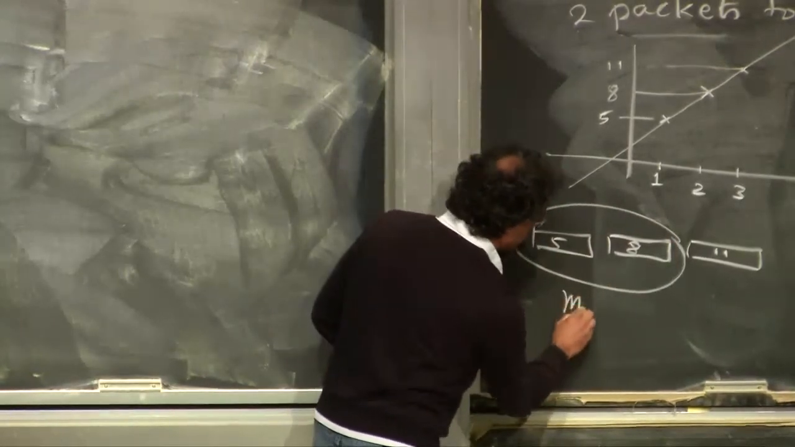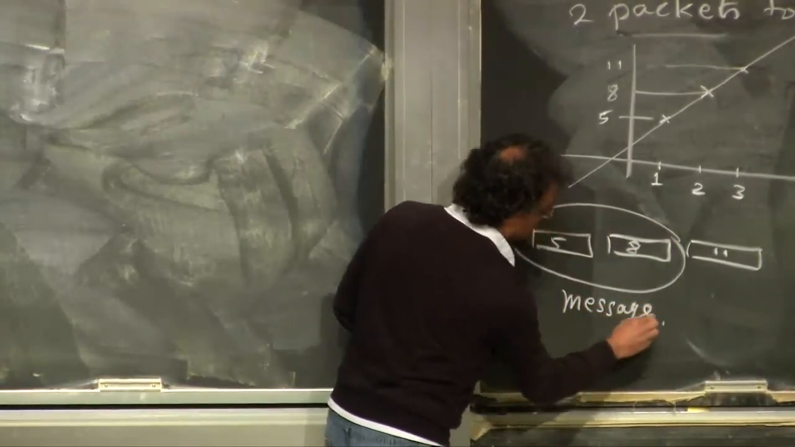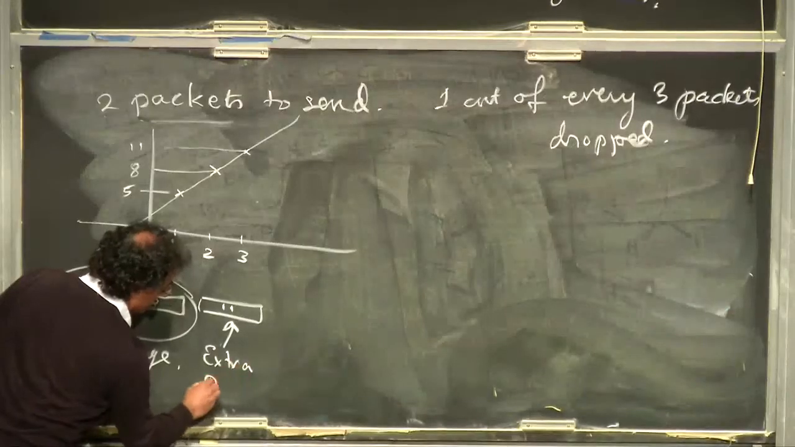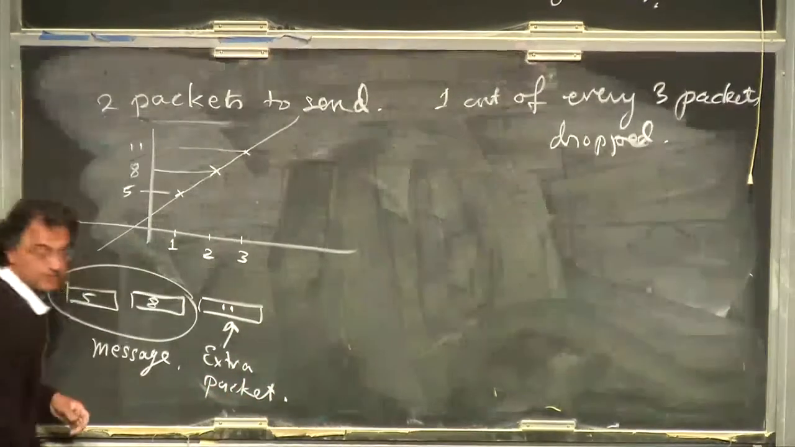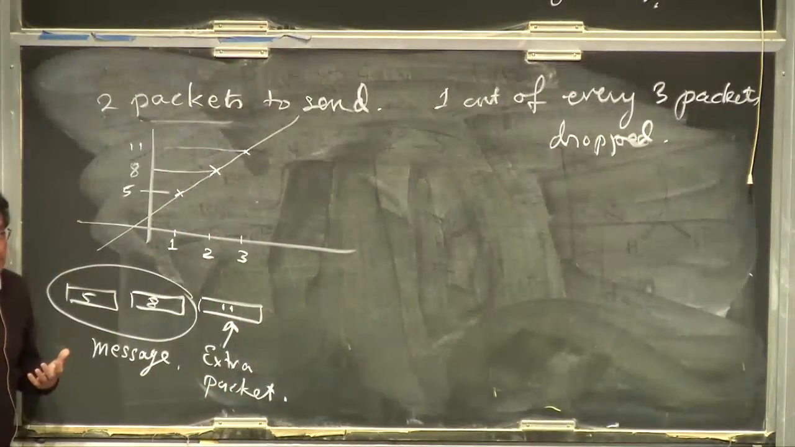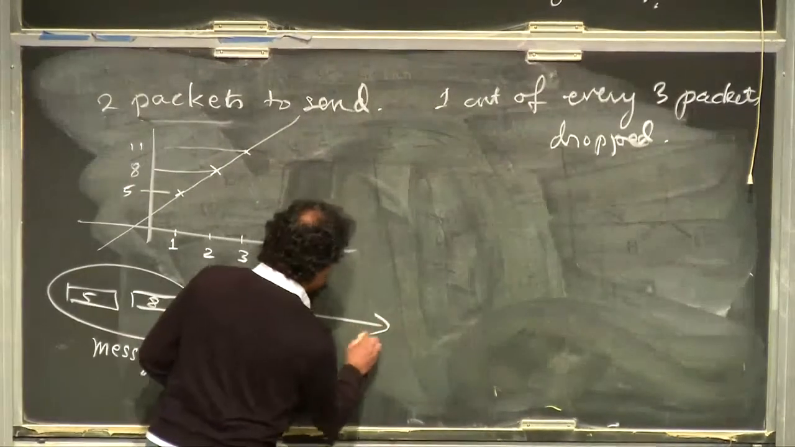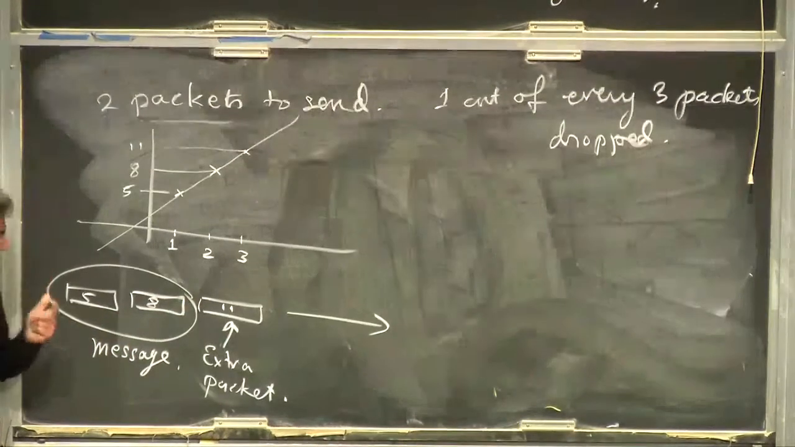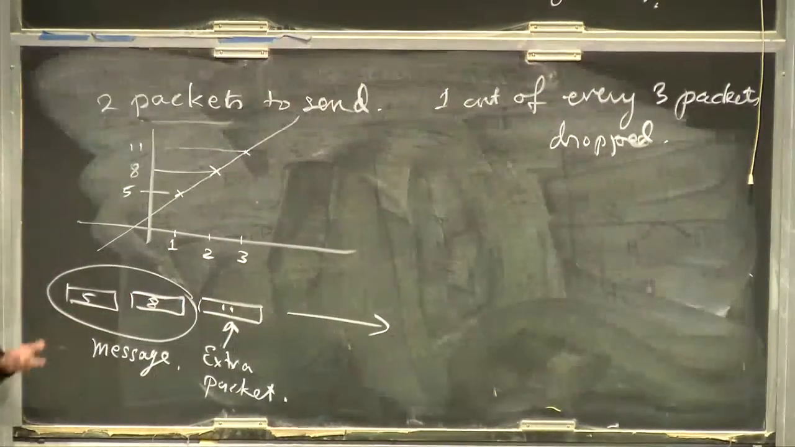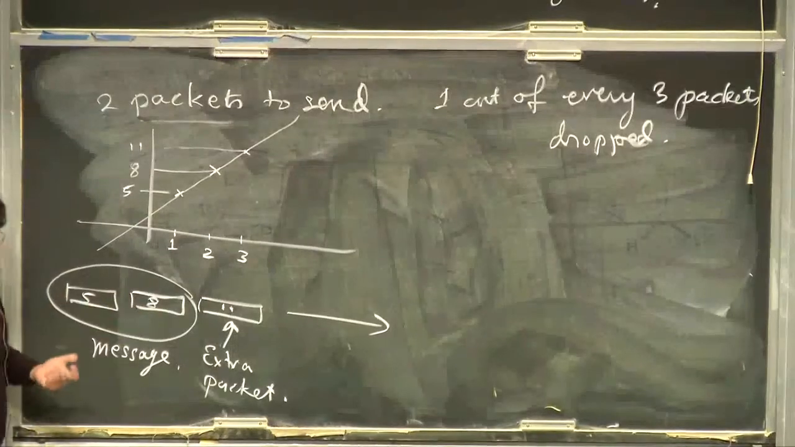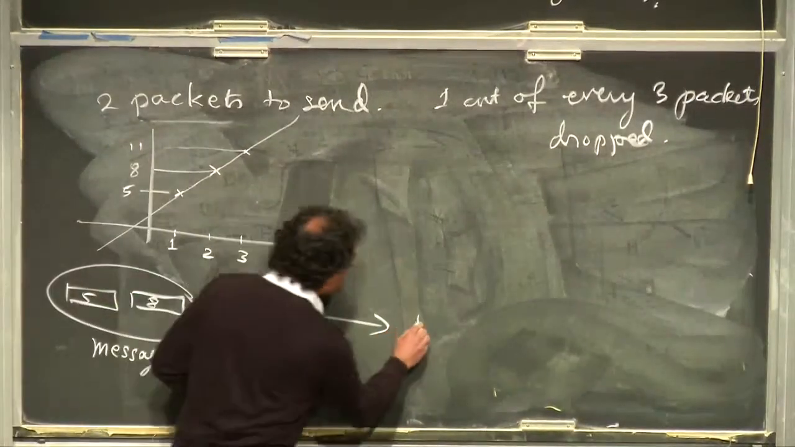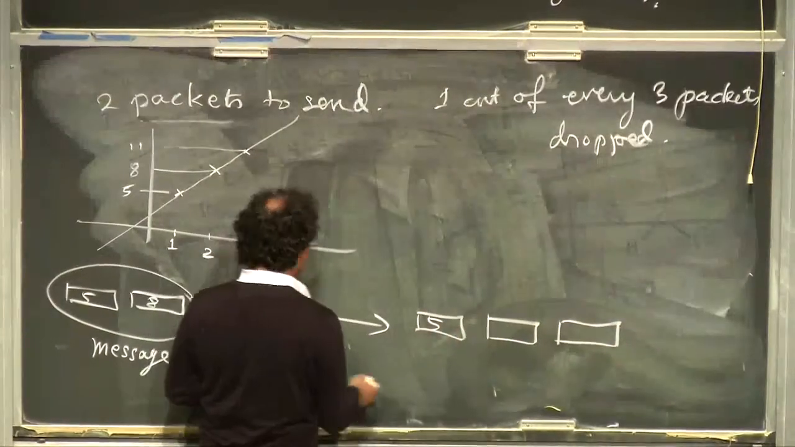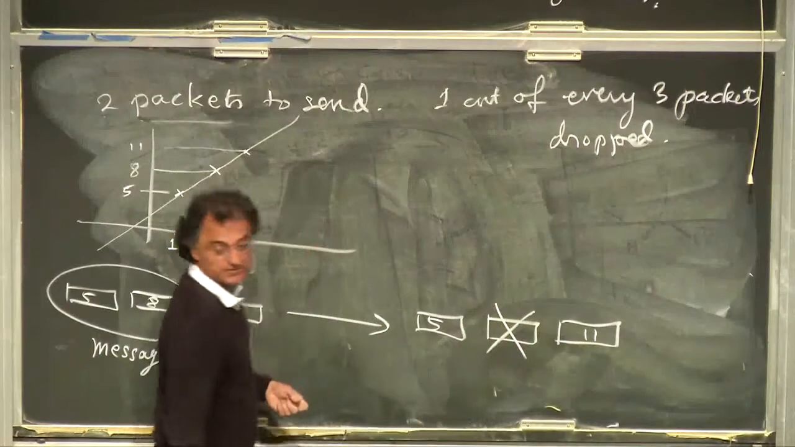Okay. So these are the 2 packets we wanted to send. This is the actual message. And this is an extra packet we added on for error correction. Okay. Now, after we send them, one of the 3 packets gets dropped. Well, if this one is dropped, it's sort of easy, right? Because the message is 5 and 8. But what happens if one of the other packets got dropped? Okay, so you got the 5, you got the 11, but this packet got dropped.